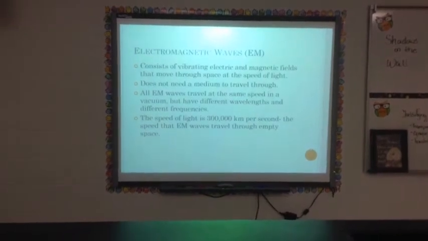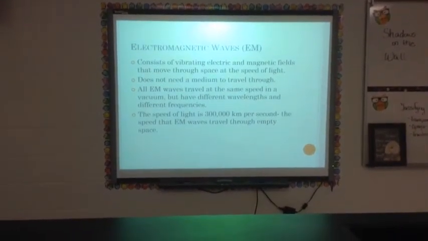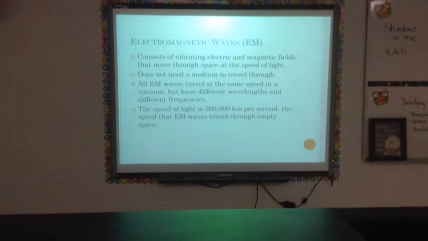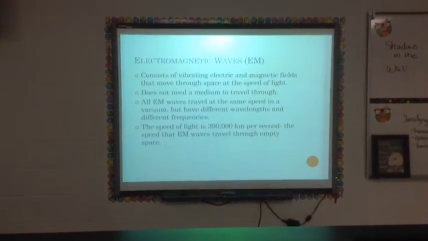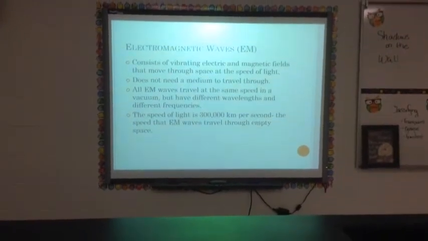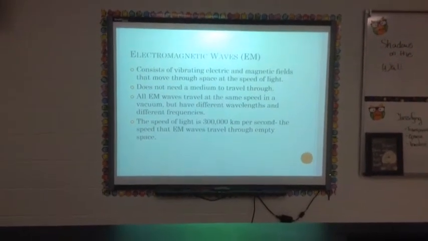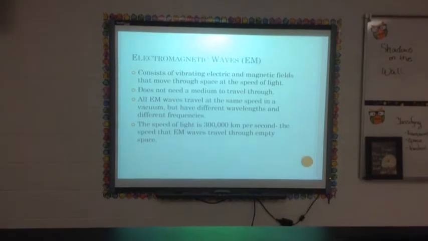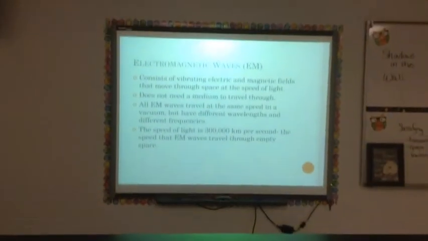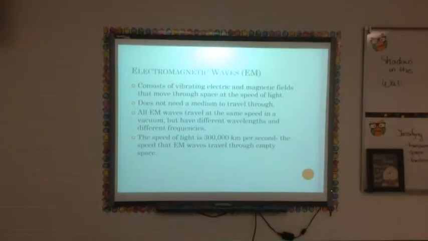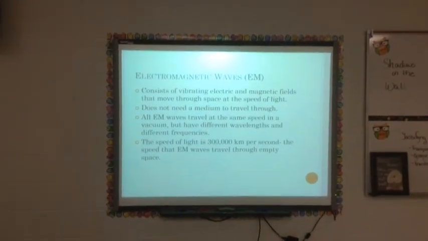Electromagnetic waves consist of vibrating electric and magnetic fields that move through space at the speed of light. The speed of light is 300,000 kilometers per second, the speed that EM waves travel through empty space. We've talked before about how electromagnetic waves don't require a medium to travel through. That's why we see stars and we get light from the sun, our closest star.